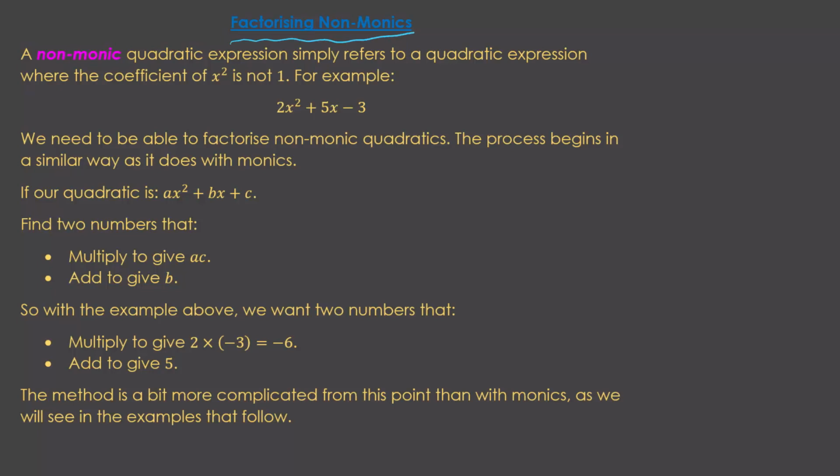Factorising non-monics. A non-monic quadratic expression simply refers to a quadratic expression where the coefficient of x squared is not 1. For example, 2x squared plus 5x take away 3, where we can see that the coefficient of x squared is 2.